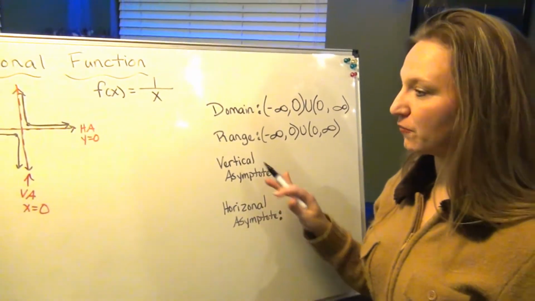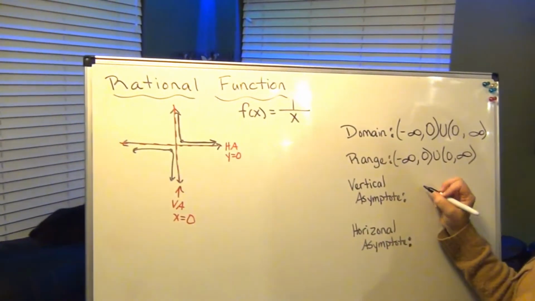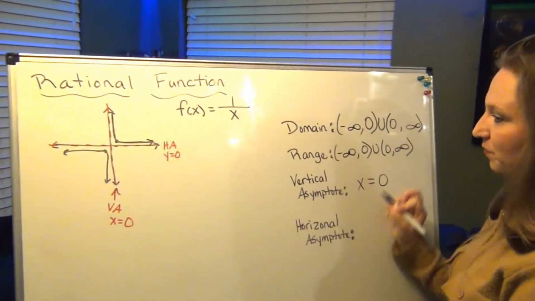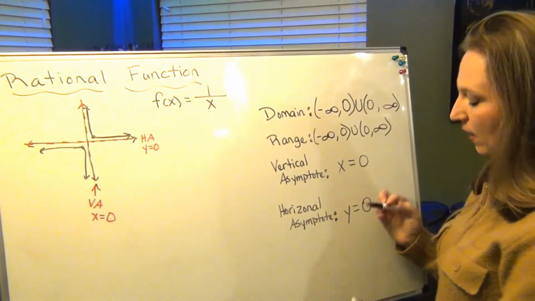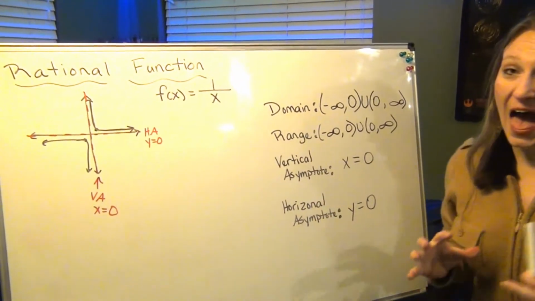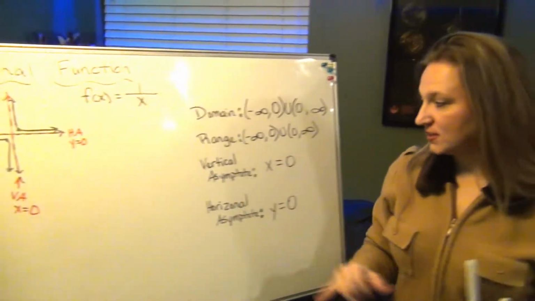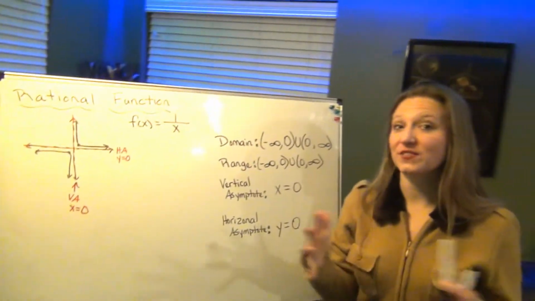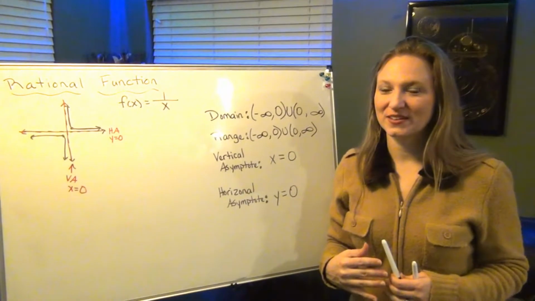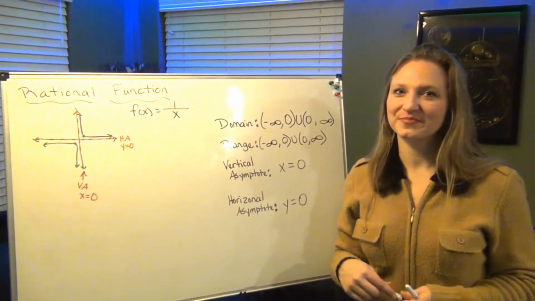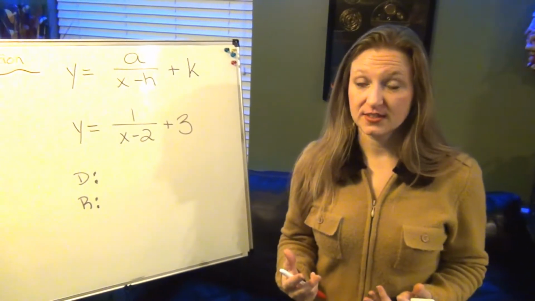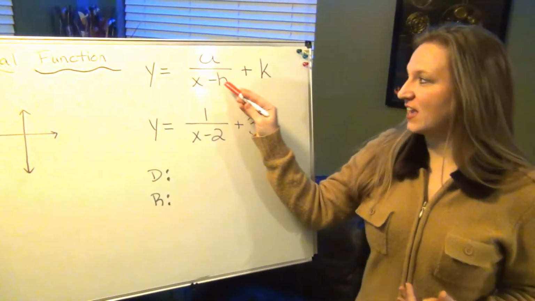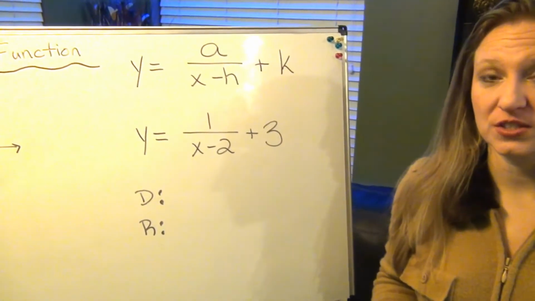We already mentioned this before, but we have a vertical asymptote at x equals 0, and we have a horizontal asymptote at y equals 0. As we do our transformations, our asymptotes are what are going to shift left and right and up and down. Let's try a couple of those. We've done transformations on several other functions. Let's review what the a, h, and k have done in our other functions.